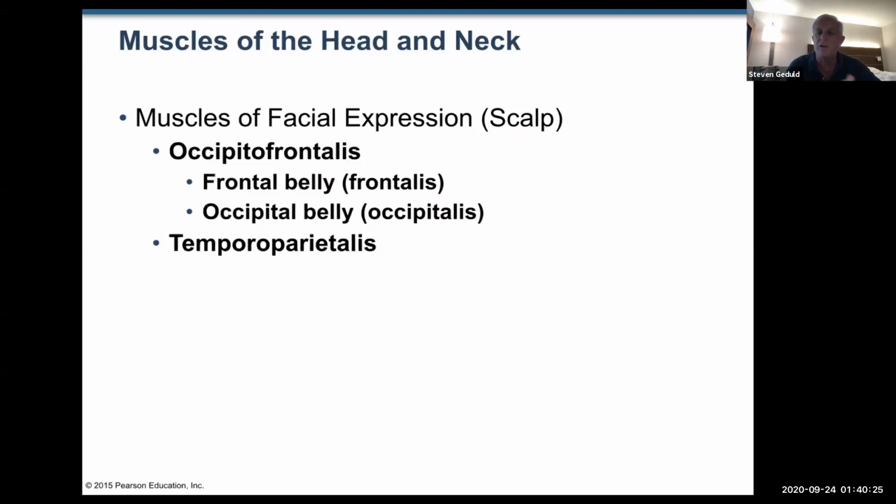Okay. There's a frontal belly, which is where it attaches to the frontal bone. And there's an occipital belly, where it attaches to the occipital bone. Okay. So it's a muscle that spans your entire skull. And then you have a temporoparietalis muscle attached between your temporal bones and your parietal bones. Okay. So if you look at the names, you can tell where their attachments are.